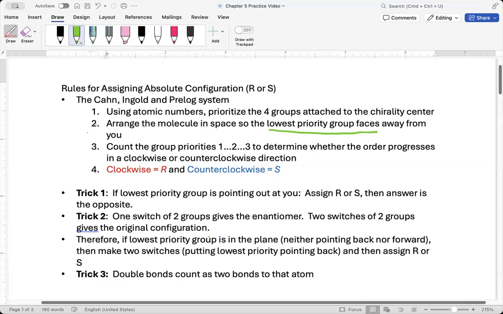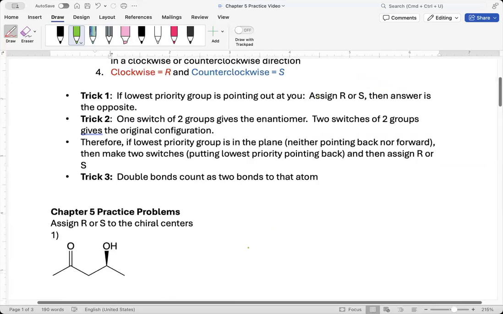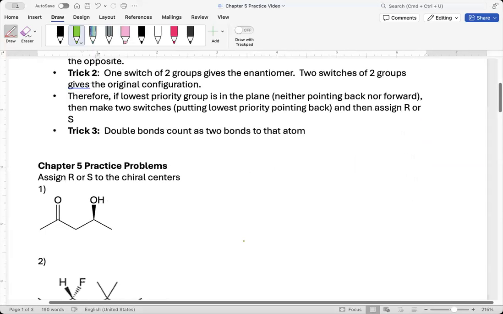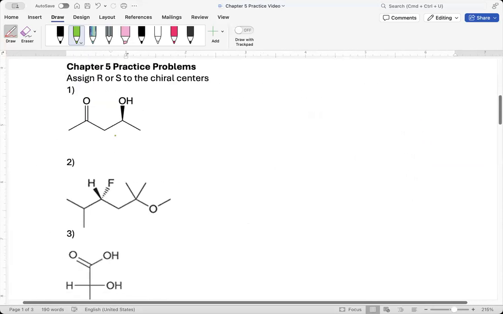And then trick 3 says that a double bond counts as 2 bonds to that atom. So a double bond to an oxygen would be like there are 2 bonds to oxygens. So let's go through and assign R and S to some of these problems. In this first problem, we have one chiral center.